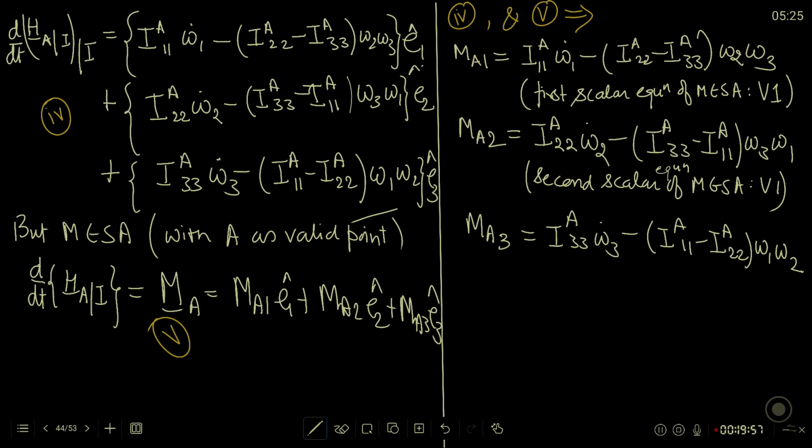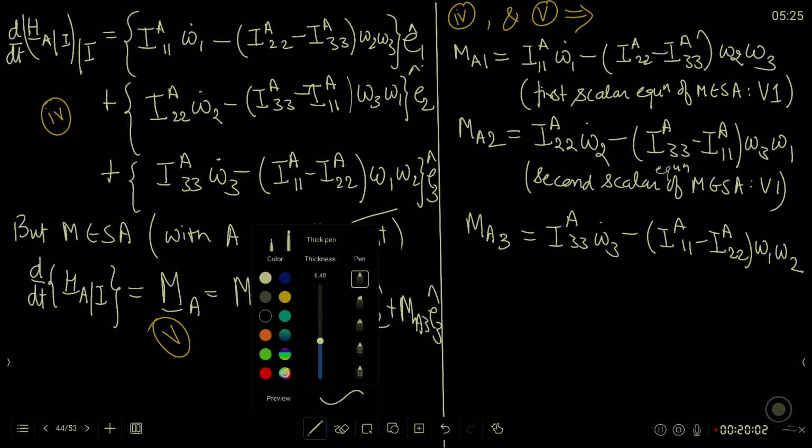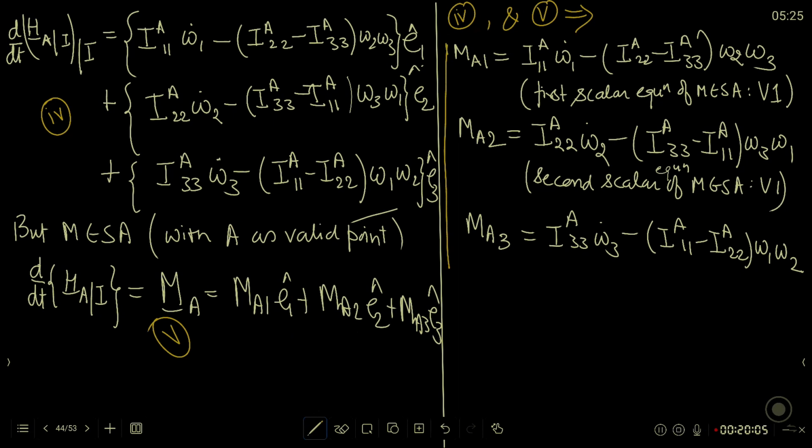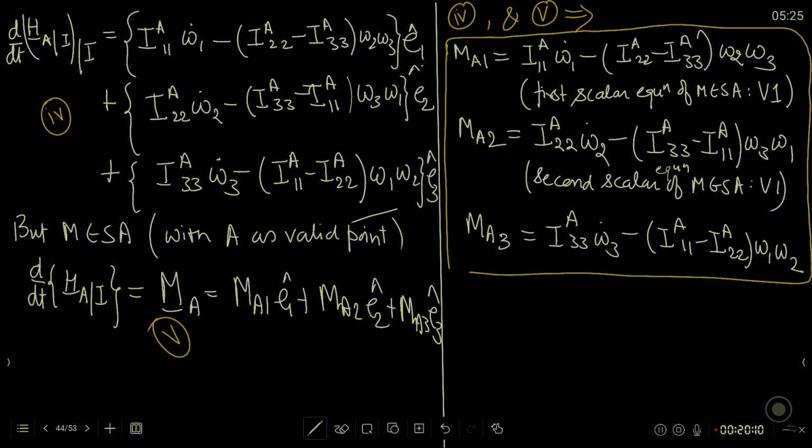Now this is a form with which we would like to start solving a problem if those 3 conditions of version 1 are satisfied. All 3 are scalar equations. Third scalar equation. Version 1. Okay.